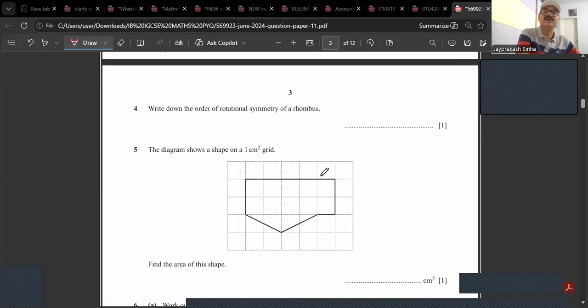Next, write down the order of rotational symmetry of a rhombus. The rhombus has rotational symmetry of order 2. So we'll write here 2.